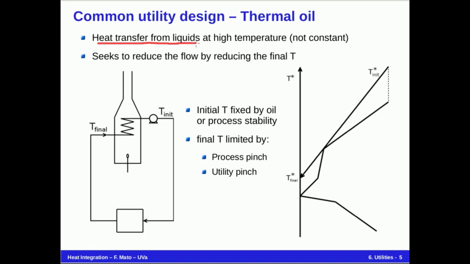Thermal oil systems are very similar to furnaces, but the heat transfer is from liquids normally at high temperature, not so high as flue gases, and not constant with a certain slope. We want also to minimize the slope in order to reduce the mass flow rate of oil. The final cooling temperature of the oil is limited by the process pinch or the utility pinch. It is the utility touching the process curve. It is not rare to see oils condensing, changing phase. It substitutes steam for transferring heat with good heat transfer coefficient, condensing one, at very high temperature.